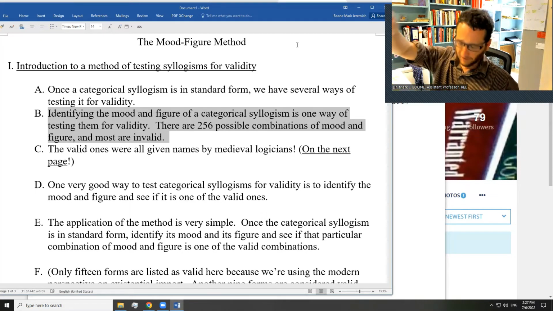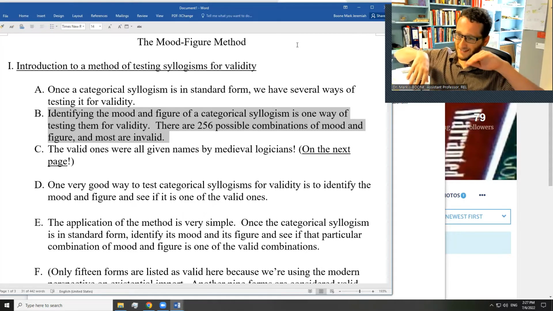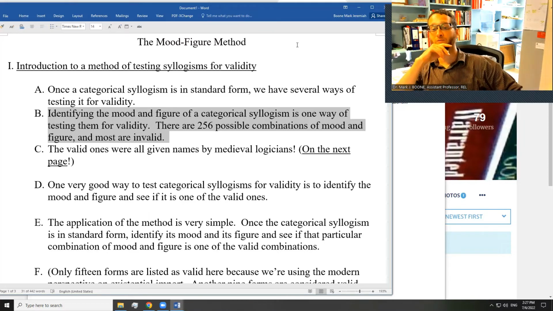third and fourth. Let's do that again. Figure one, it's first and second. Figure two, it's second, second. Figure three, it's first, first. Figure four, it's second, first. There. Those are our four figures.